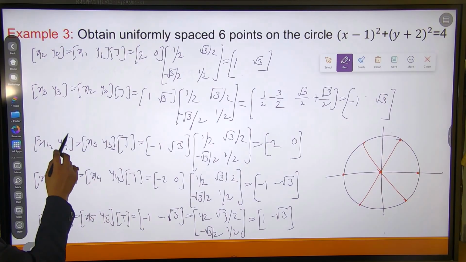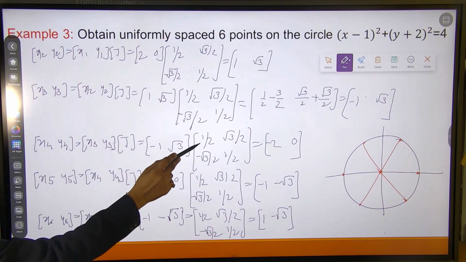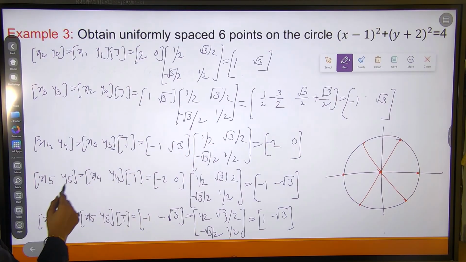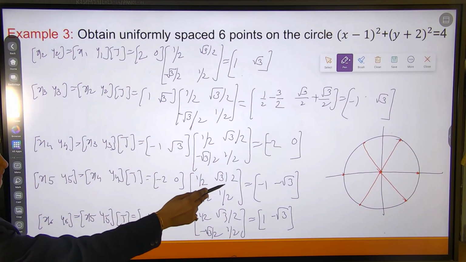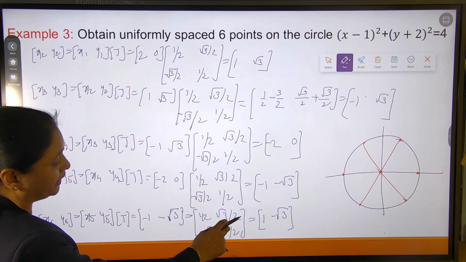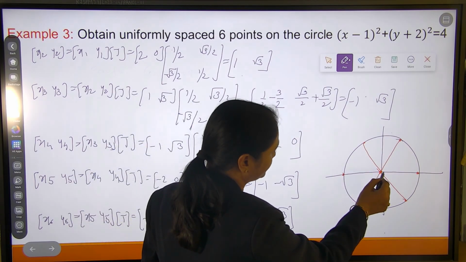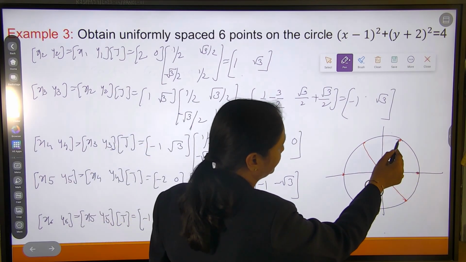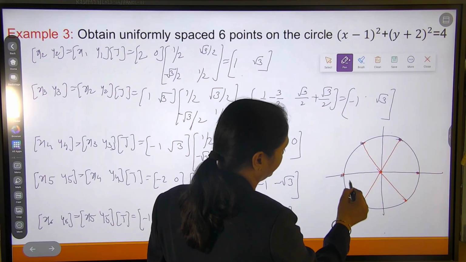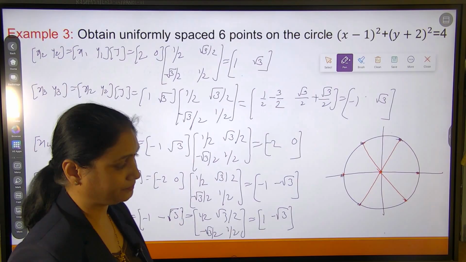So similarly, we can calculate the remaining points. x3 y3 is minus 1, root 3, x4 y4 is minus 2, 0, x5 y5 is minus 1, minus root 3, and x6 y6 is 1, minus root 3. In this figure, you can clearly see that this is the initial point. After 60 degrees, the point is here, and then here, and here, and here. These are the 6 points on the circle.